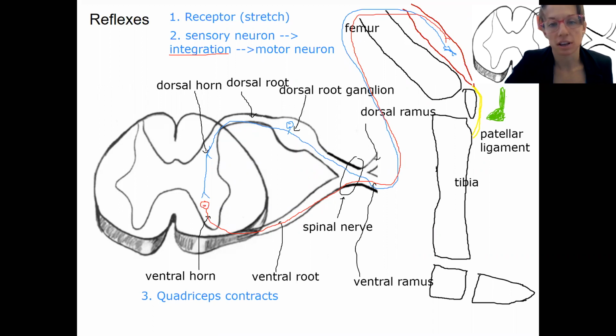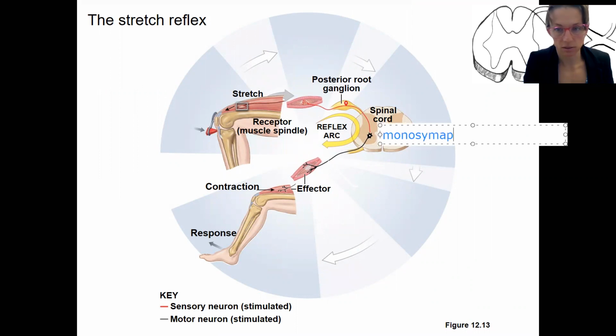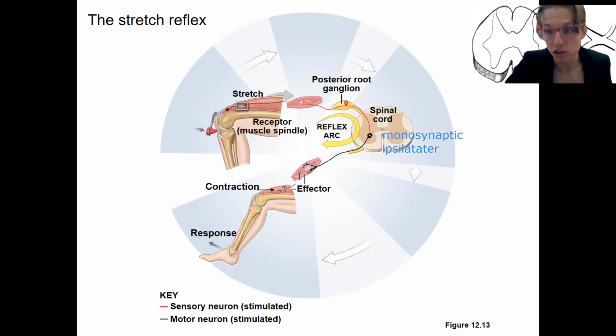So this is what that looks like in a diagram as well. Here is that stretch reflex. The receptor here is a muscle spindle that I'll talk about in just a moment. This information is going to travel through the sensory division, posterior root ganglion, to the spinal cord, monosynaptic, ipsilateral, because the quadricep on the same side of the body is going to be the effector, the target, which is going to then contract. That's that response.